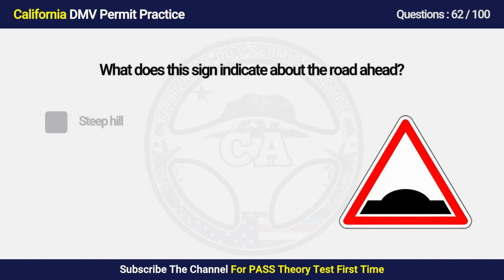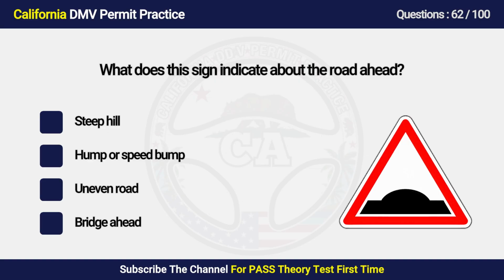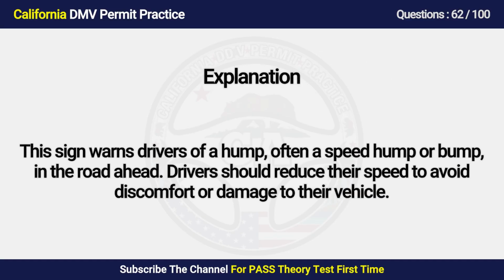Question 62. What does this sign indicate about the road ahead? A. Steep hill. B. Hump or speed bump. C. Uneven road. D. Bridge ahead. Answer is B. Hump or speed bump. This sign warns drivers of a hump, often a speed hump or bump, in the road ahead. Drivers should reduce their speed to avoid discomfort or damage to their vehicle.